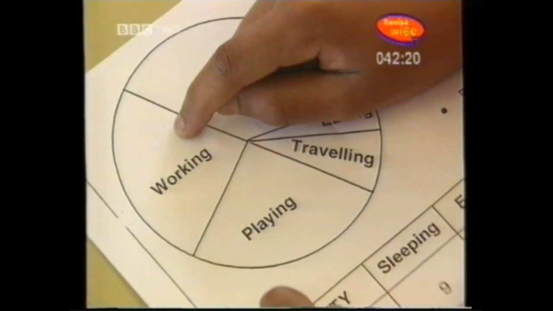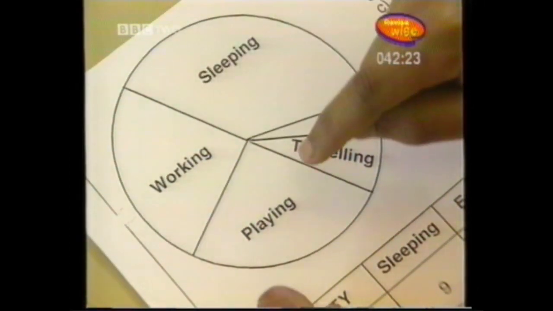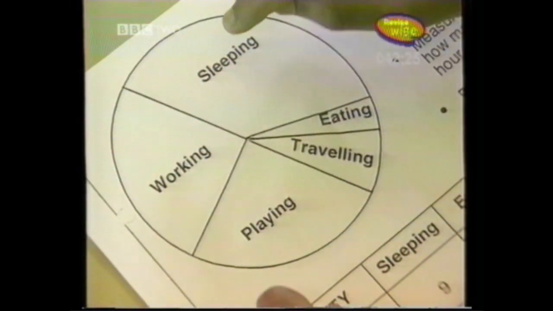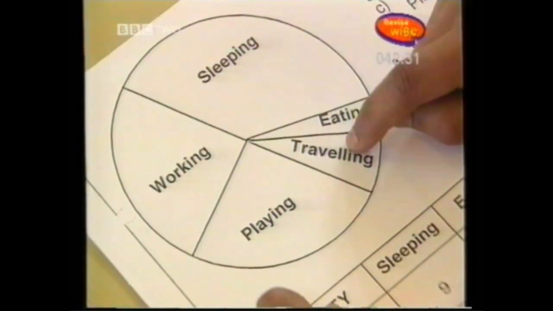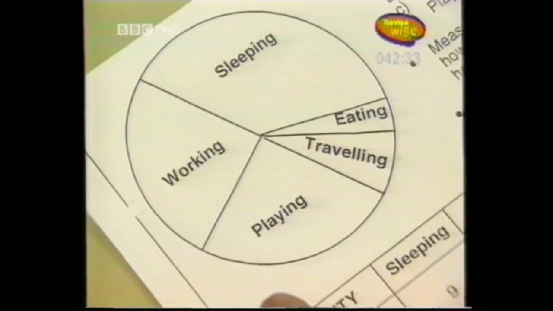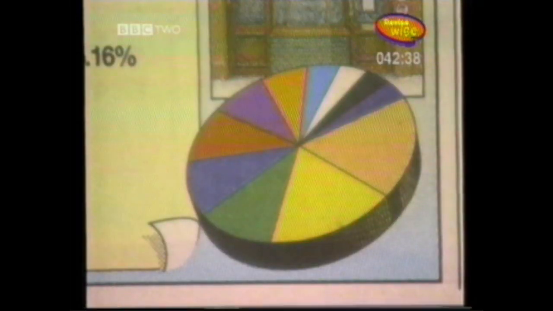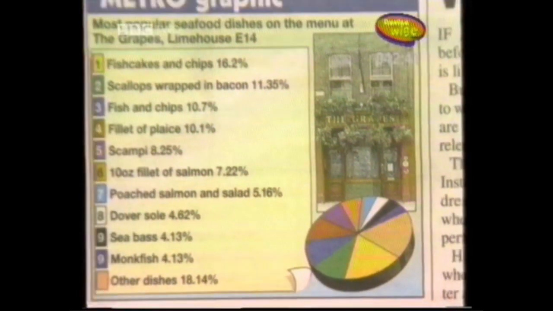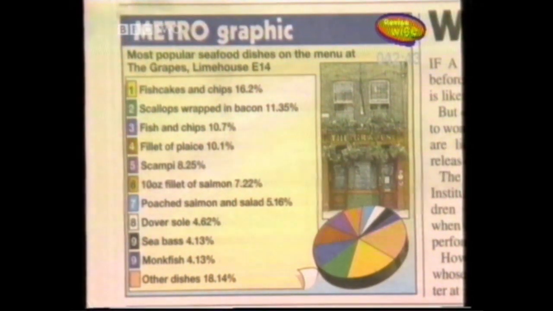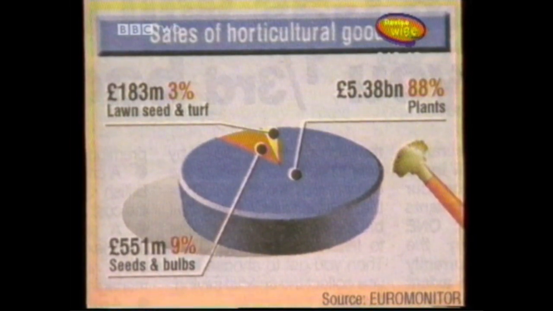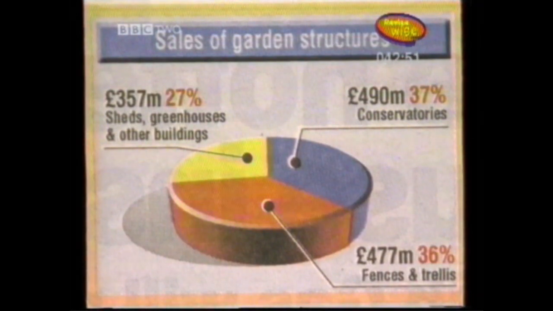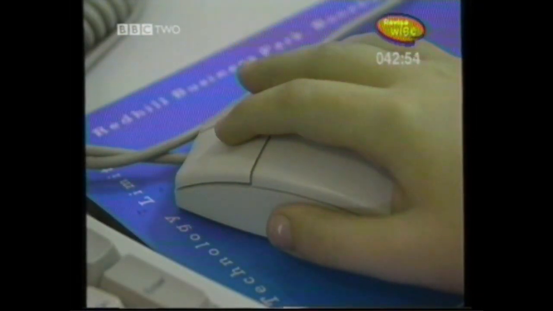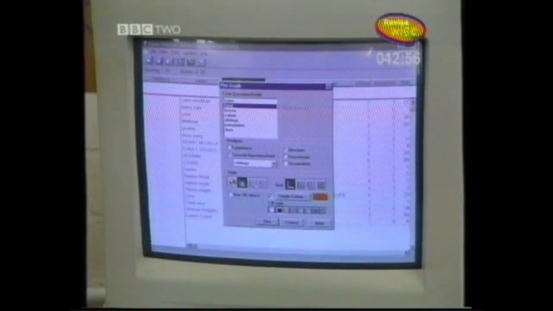I can see that about a quarter of the day was spent working and a quarter of the day was spent playing. About a third of the day was spent sleeping and about an eighth of the day altogether was spent on travelling and eating. Look out for pie charts and investigate what they mean. This one shows how much of these different fish dishes were eaten in this restaurant. These two pie charts show how people spend their money on their gardens. You can make pie charts of your own on a computer.